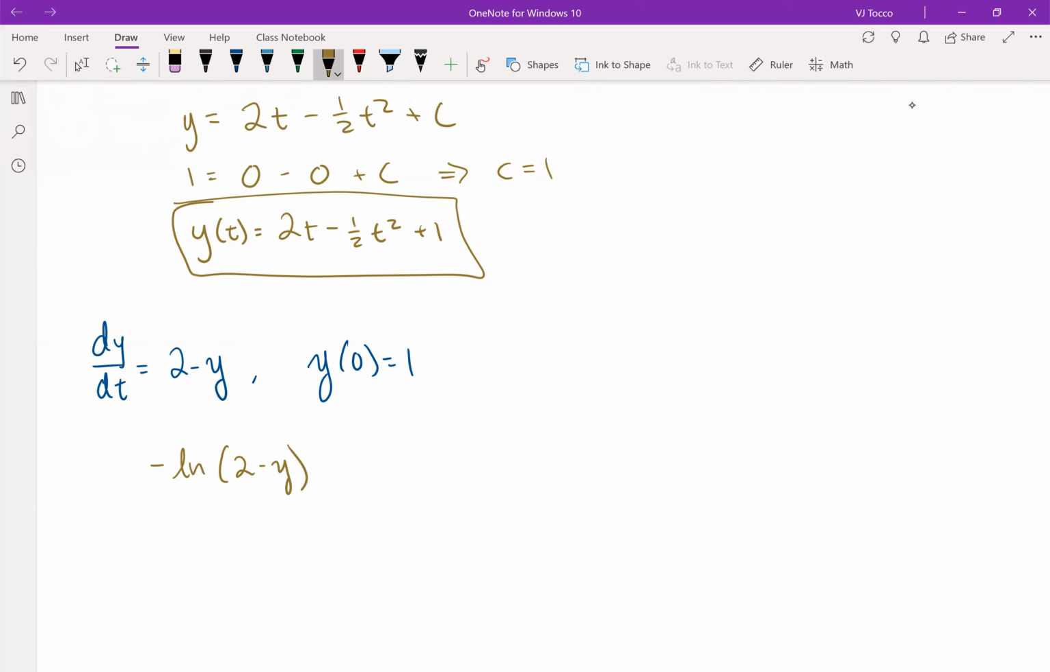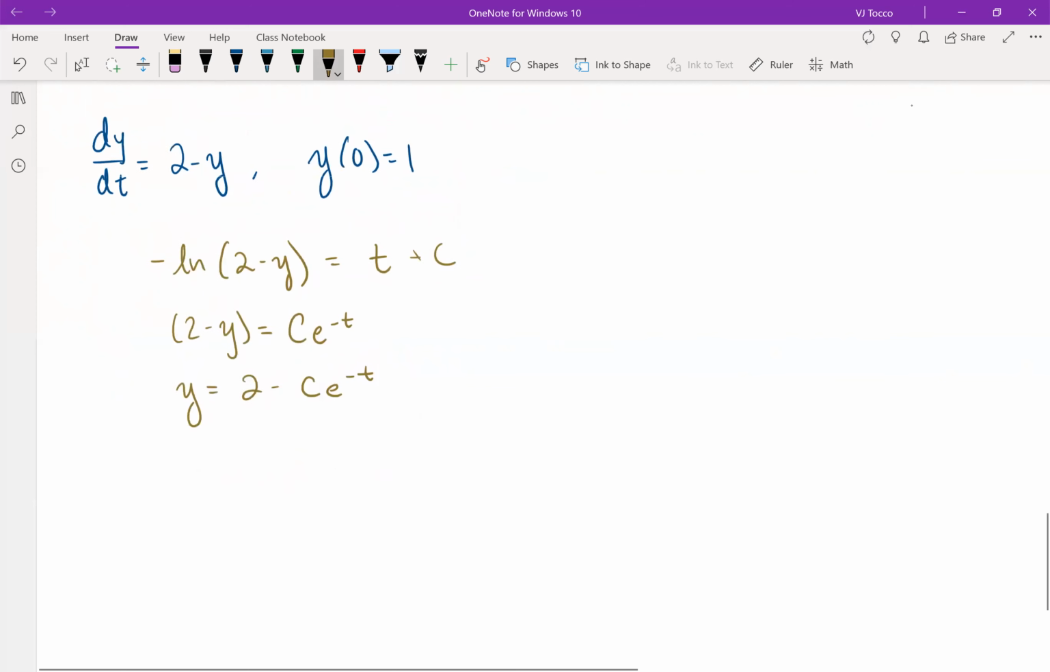Minus ln of 2 minus y is equal to, on the other side, I don't have anything, I just have a t. Now I have to solve for y as a function of time, so that is going to make me take the exponent of both sides. So 2 minus y is equal to e to the minus t, and I forgot my c. I keep forgetting that. That's a bad habit to get into. So c e to the minus t, and then solving for y is going to get me 2 minus c e to the minus t.